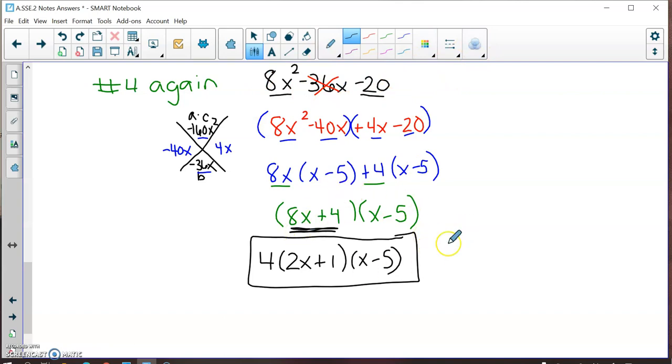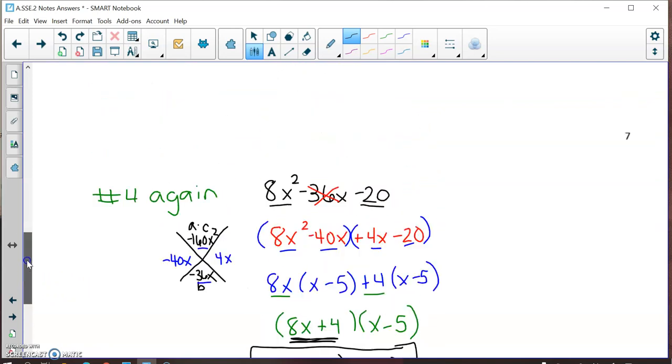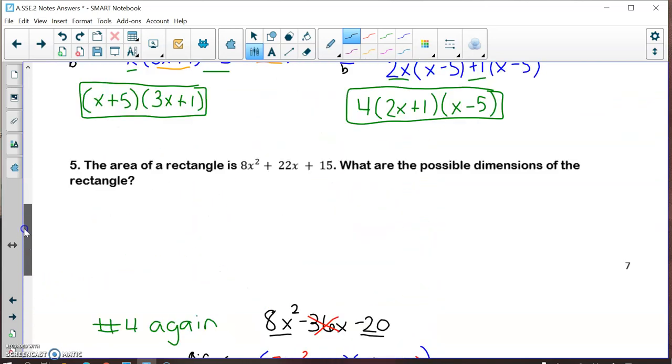But make sure to look back at your binomials at the end to see if there was a GCF that you forgot to take out, and then take it out at the end. So you can take your GCF out at the end if you happen to forget to take it out from the beginning. All right, we're going to finish with number 5.